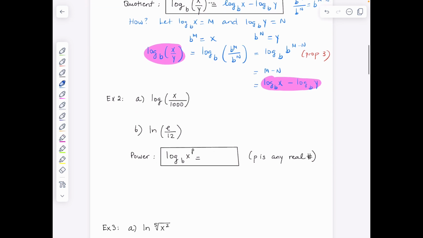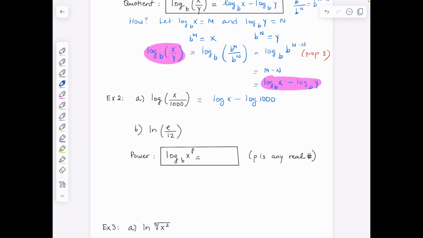Now let's apply the formula. First example, log of x over 1,000. This is log base 10. So this can be written as log of x minus log of 1,000. And that is log of x minus log of 10 cubed. And you can insert a base 10 here if you want. But log base 10 of 10 cubed should become 3 using property number 3 again.